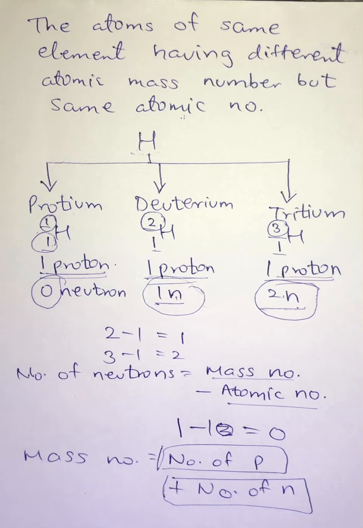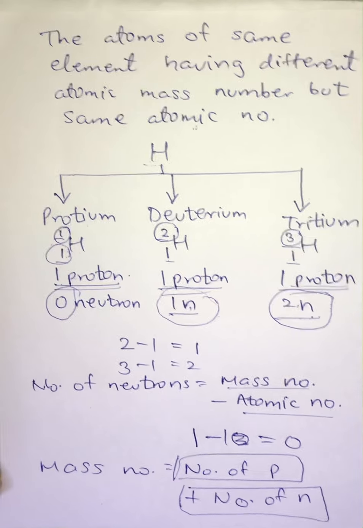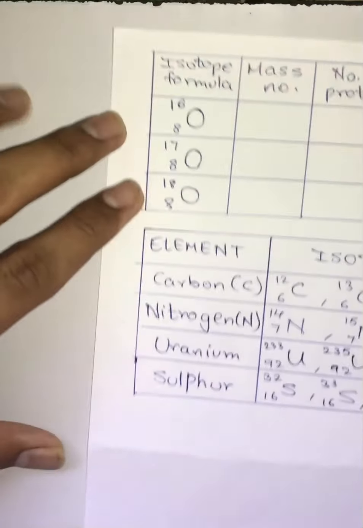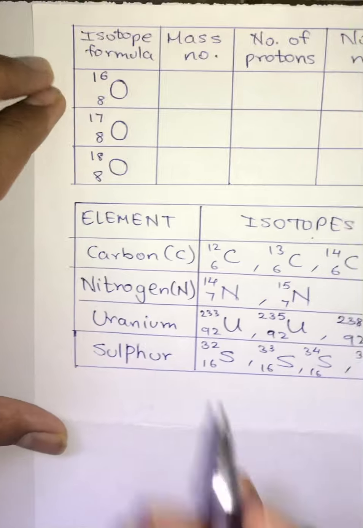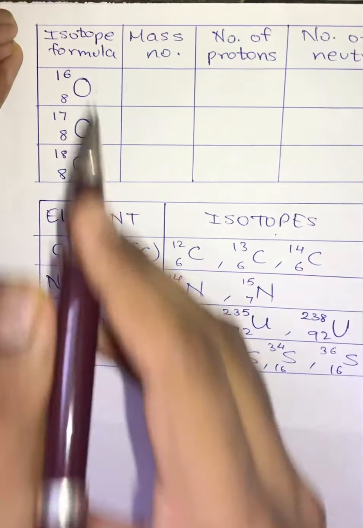Assuming that this topic is clear for you all, I will take one example now. Let's consider an example of oxygen. Oxygen also has 3 isotopes. So what is the mass number here?